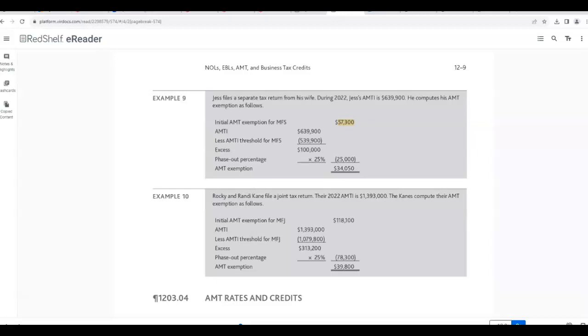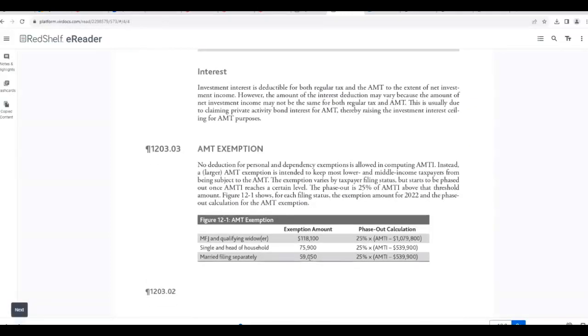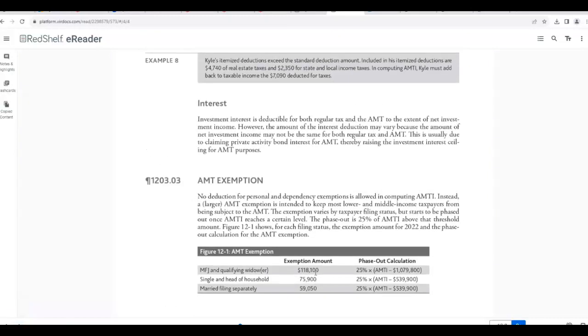Go to 12-8. When you say 12-8, what does that mean? Chapter 12, page 8. Okay. So here is 59,050. Got it? But this table belongs to 2022, right? Right. So when I go to the next page, look at how much it is for married filing jointly. Write it down. How much is it? 118,100. Got it? Okay, so keep this in mind. Go to the next page.